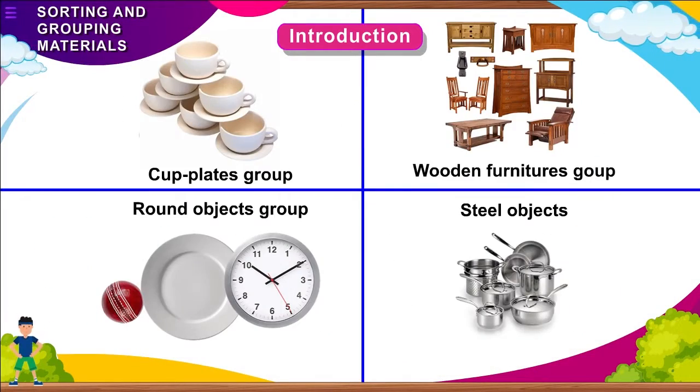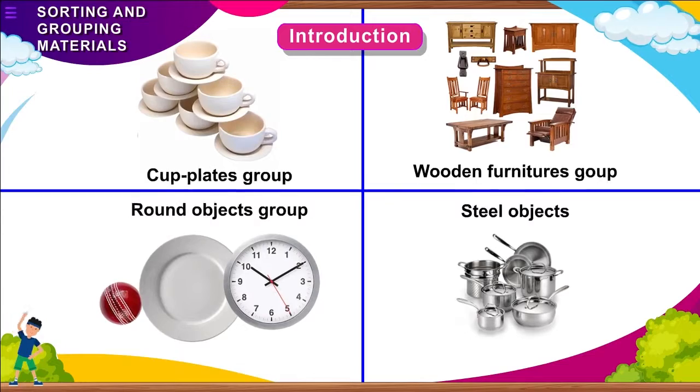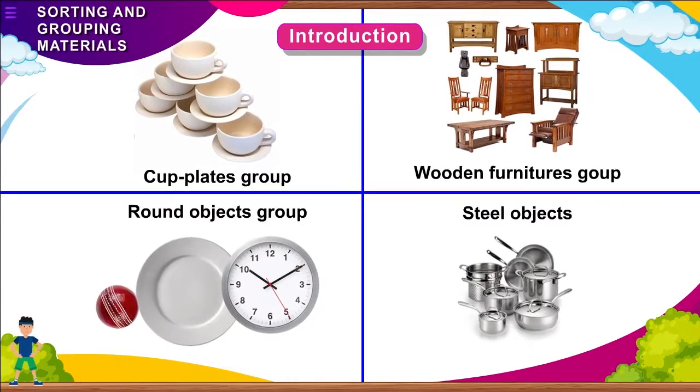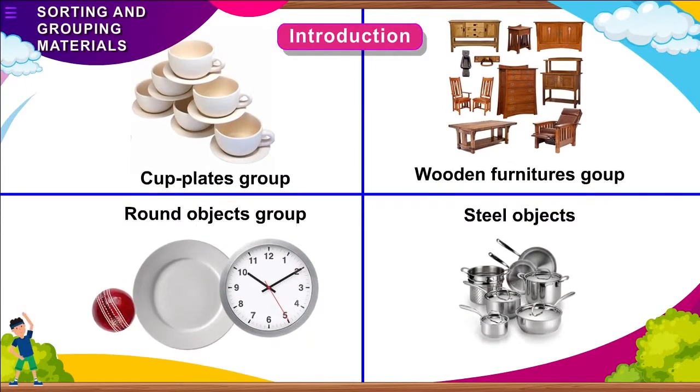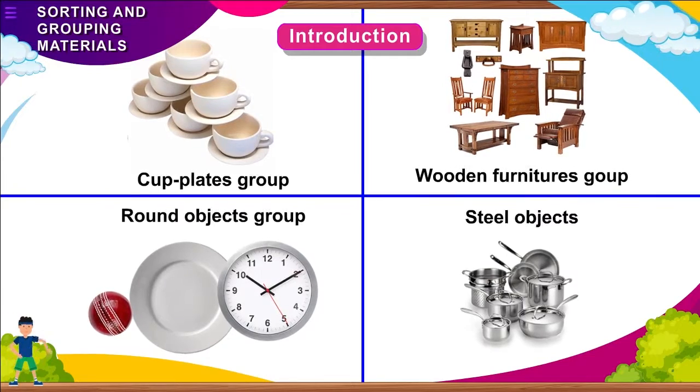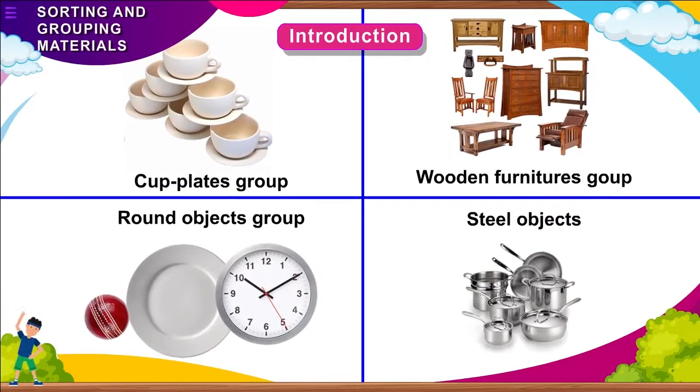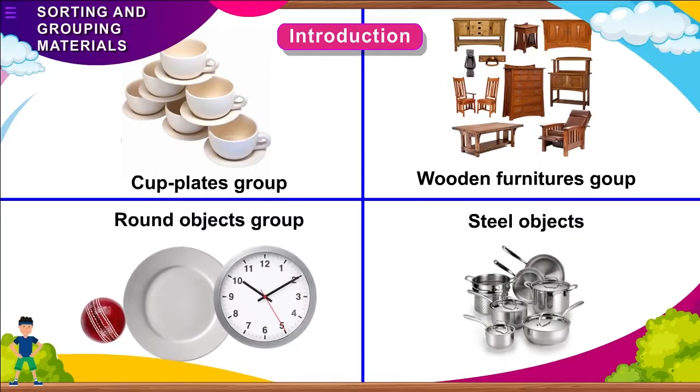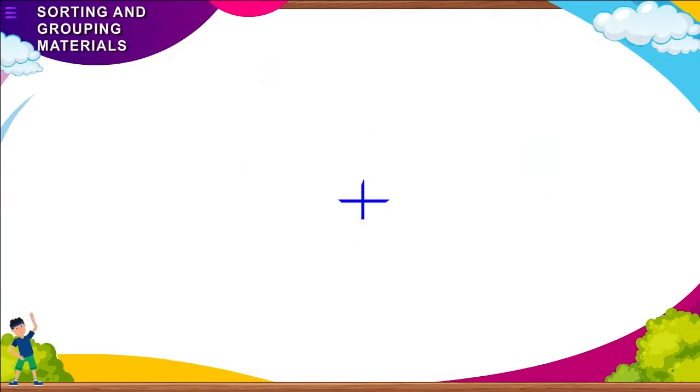Thus, we see that we can sort out the objects present in our surroundings by selecting any one quality, such as shape, size, color, and so on. However, the best way to sort out objects is to separate them on the basis of the material they are made of. Thus, we can say that grouping together of similar objects is called sorting.